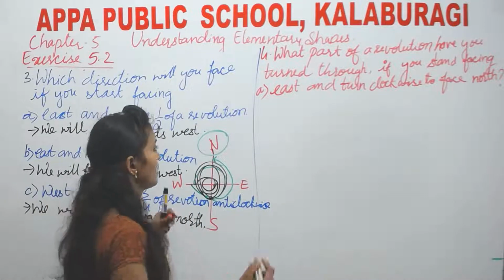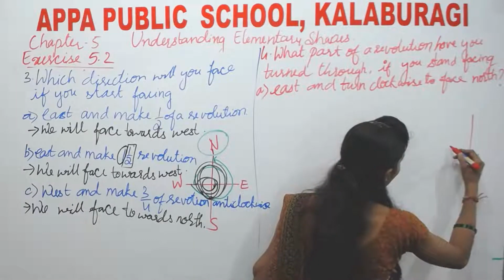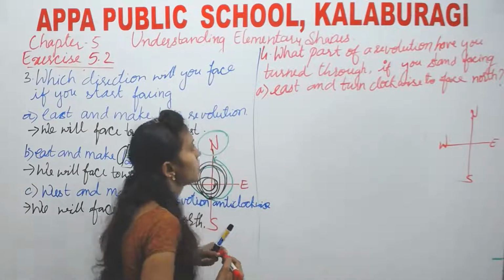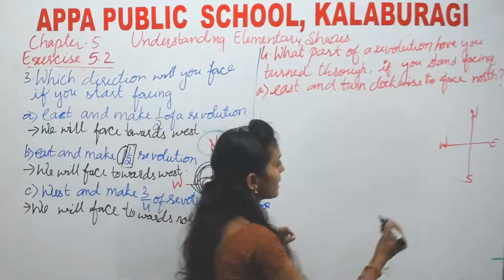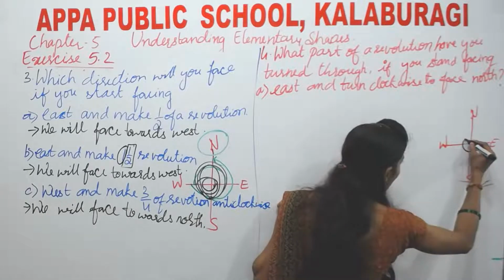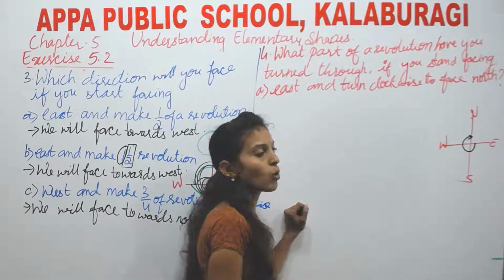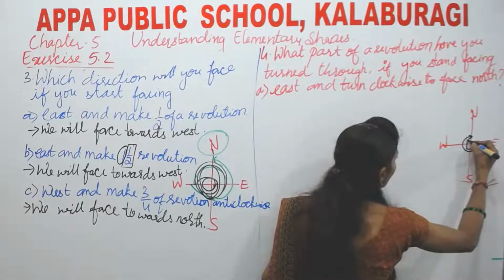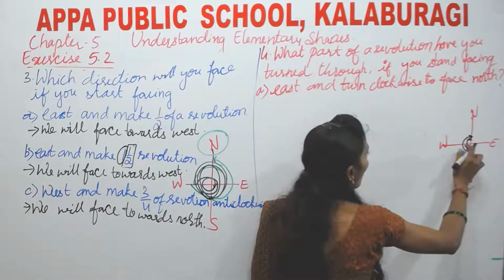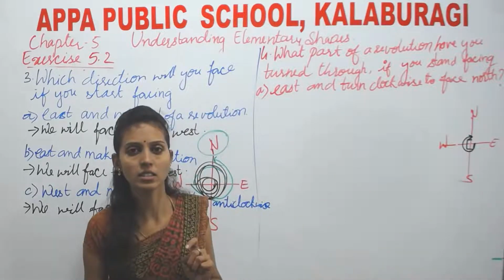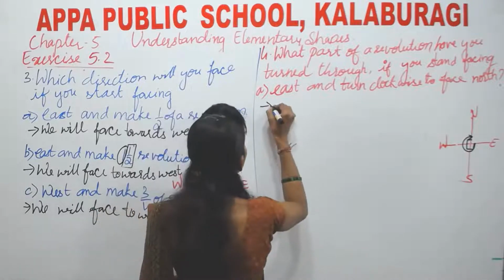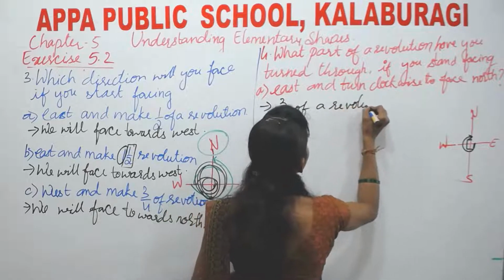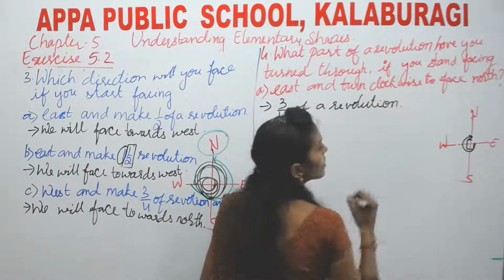So let me draw one more. East, west, north, south. East and turn clockwise to face north. So how many right angles did we cover here? See, this is 1, this is 2, this is 3. Total 4 right angles. Out of 4 right angles, we covered 3 right angles. Right? So therefore, 3/4 of a revolution. Okay? 3/4 of a revolution.